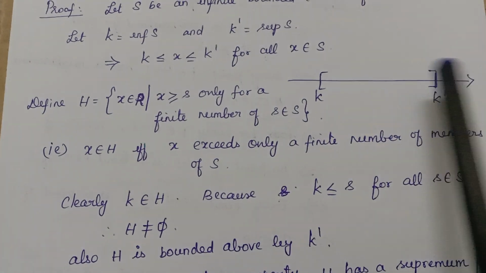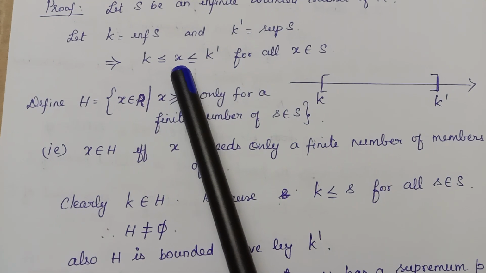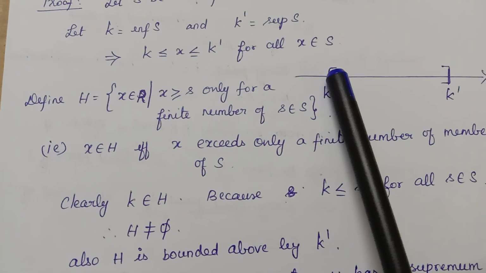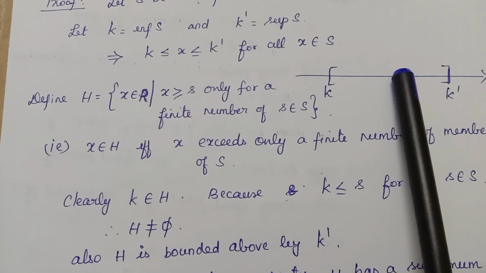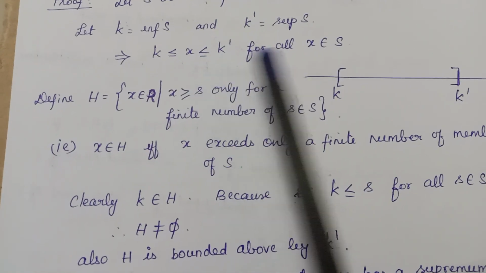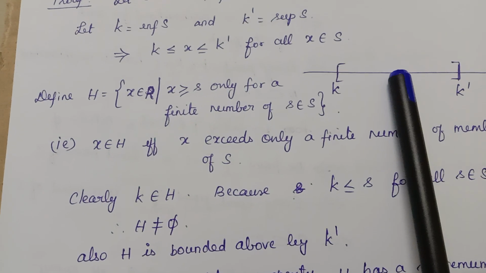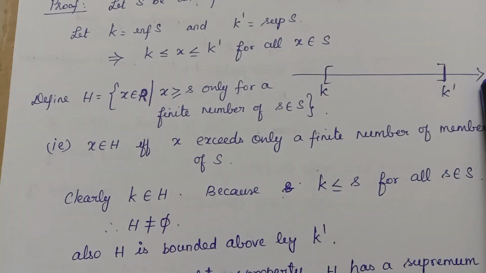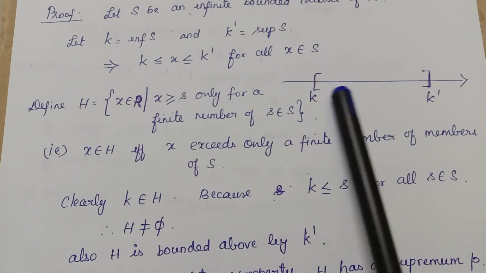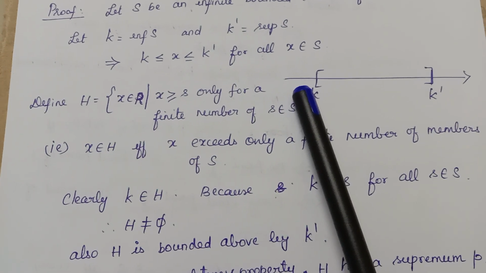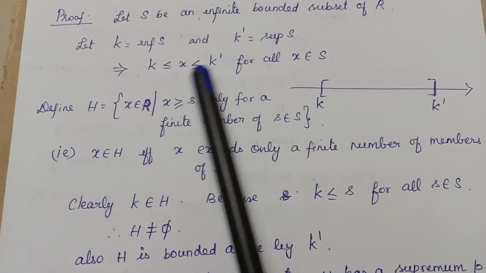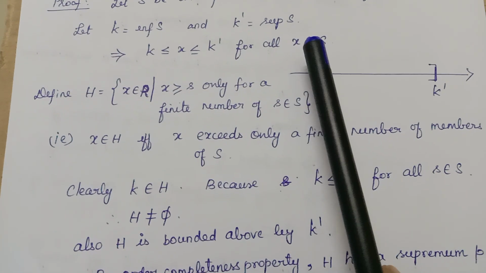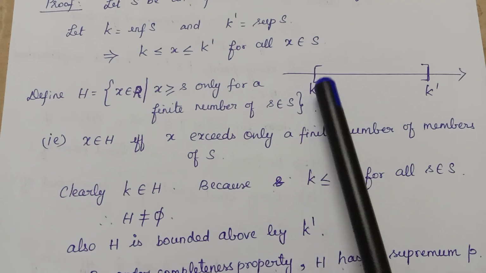Let this be the real line, and what I am saying here, all the elements are greater than or equal to k. So in the real line, greater than or equal to k means what? Lying on the right side of k, and less than or equal to k dash means lying on the left side of k dash. Because if you move on the real line towards the right side, then the values will be increasing. If you move towards the left side, the values will be decreasing, isn't it? So from this relation, what should I conclude? All the elements of the set S are lying between this k and k dash.